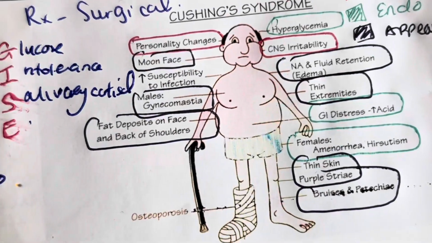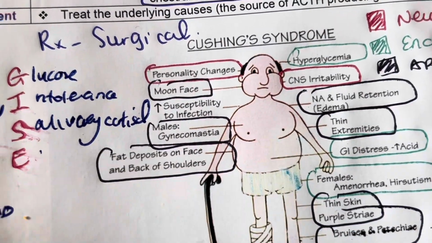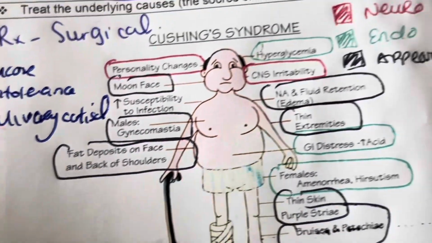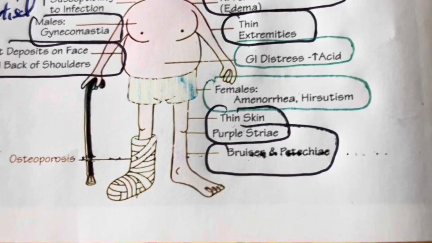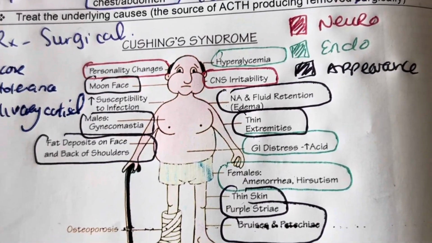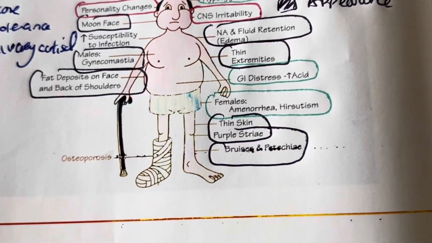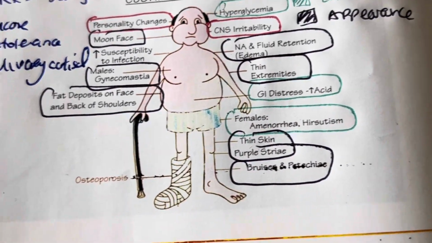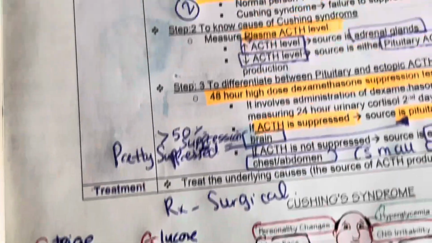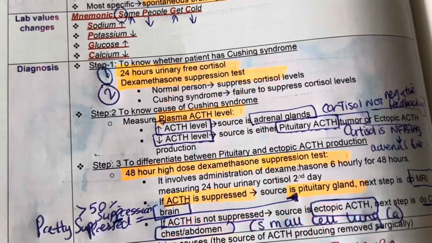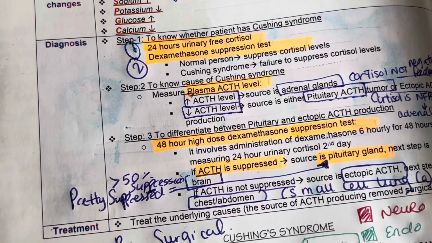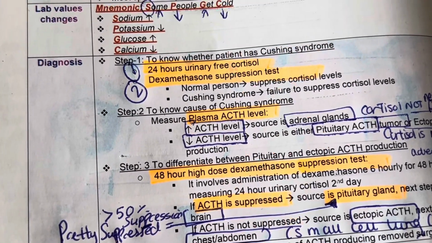And in males, it can present with gynecomastia. The fat can deposit in the back of the shoulders. And the extremities will be thin, contrary to how their face and abdomen appears. They're going to have thin skin and purple striae with bruises and petechiae due to the effects of cortisol within the systemic circulation.